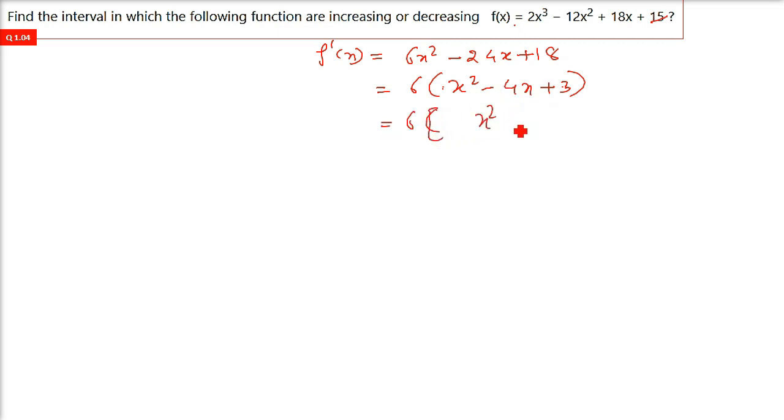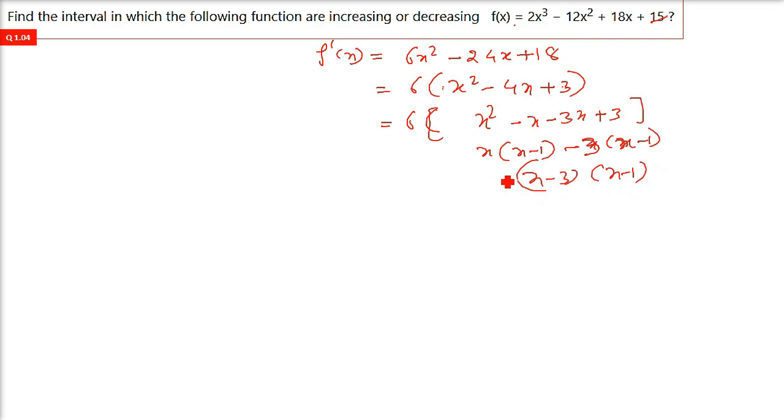So it will be x square minus x minus 3x plus 3. That you can follow. You can take x out, x minus 1 here, you can take minus 3 out, x minus 1 again inside. So x minus 3 into x minus 1. This is the factor. You don't have to worry about 6. It is always a constant. It is positive. Now we will adopt the same methodology which we explained earlier.